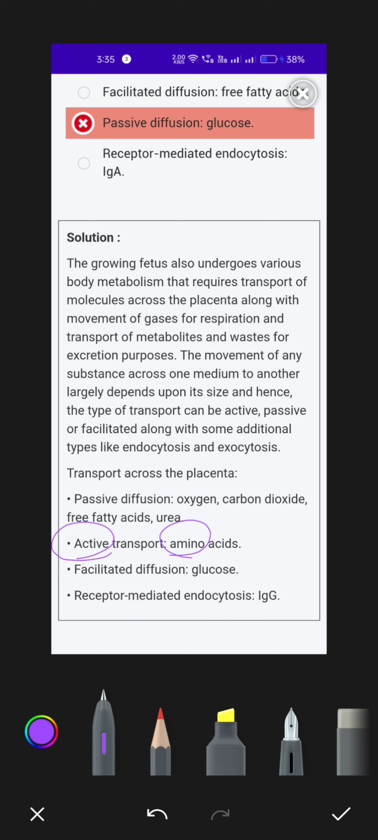Glucose is transported by facilitated diffusion. Glucose facilitated diffusion needs a carrier protein. So here the carrier protein is GLUT. The carrier protein for glucose transport via facilitated diffusion is the GLUT receptors. For the transport of IgG antibodies, it is receptor mediated endocytosis.